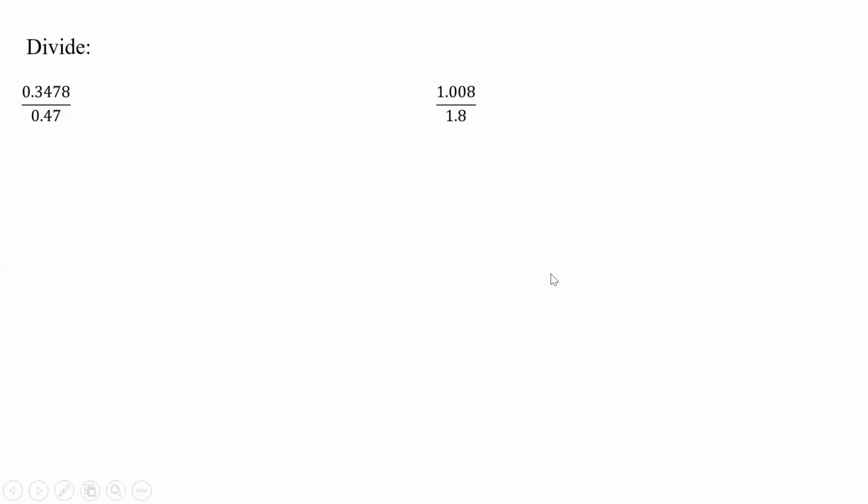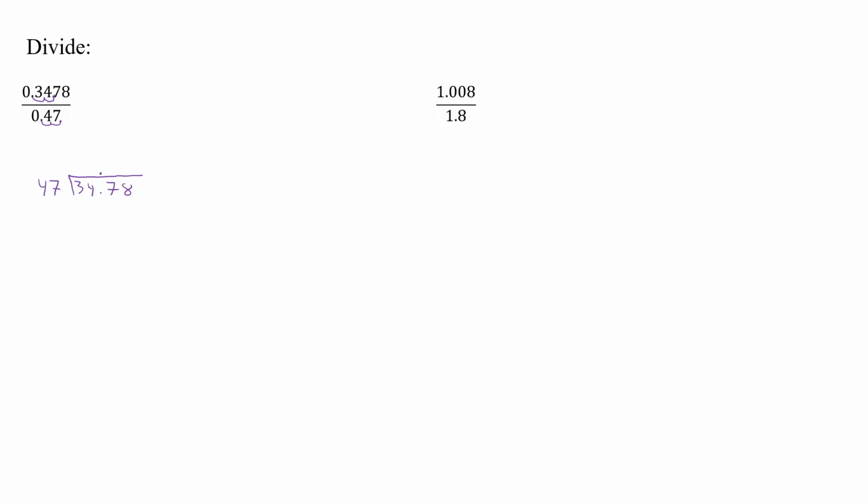All right, so this is going to be our first one where we have a decimal divided by a decimal. And as we see, if we want to get this to be a whole number, we have to move this 2 places to the right. Well, if we move the denominator 2 places, we have to move the numerator 2 places. So this now is 47 into 34.78. And now we just put our decimal up there. And now we can divide like we did before.